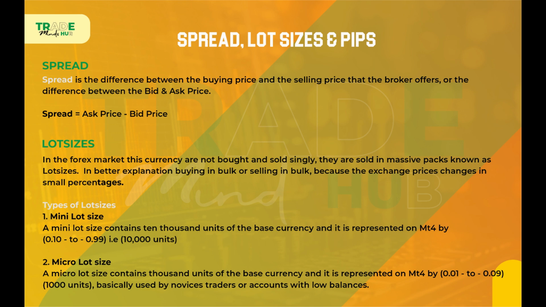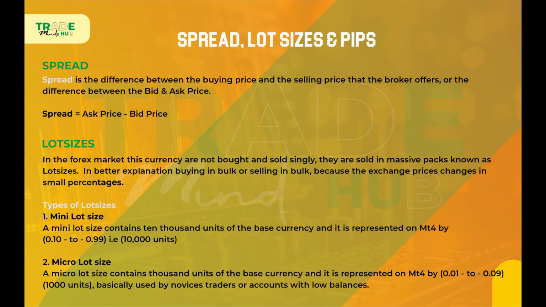A mini lot size contains 10,000 units of the base currency. That means what I'm trying to explain here is the startup lot size in a mini is starting with a volume of 10,000 units. 10,000 units is 10,000 of the base currency.